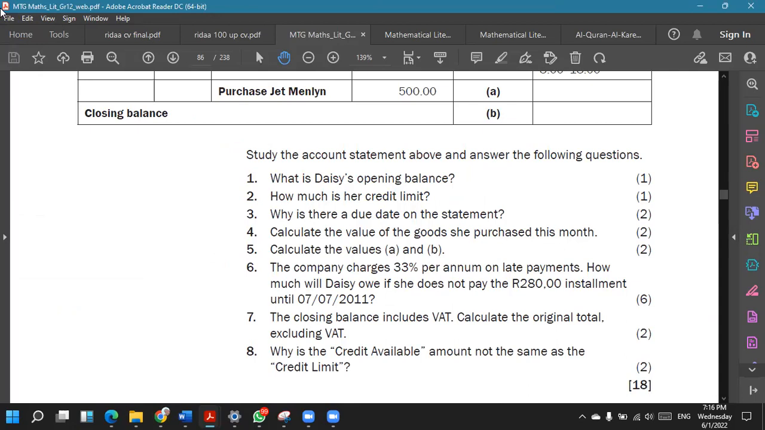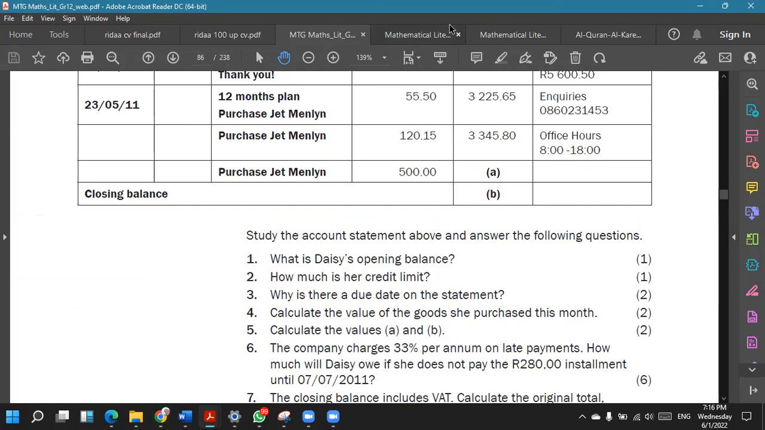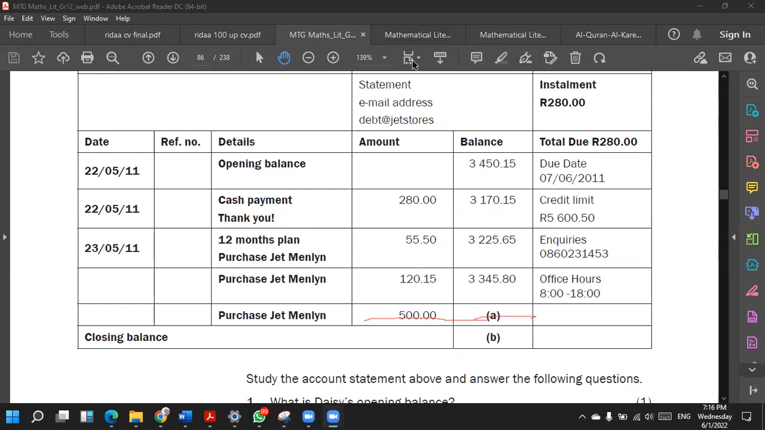You were saying? Okay, so calculate the value of the goods you purchased this month. Calculate the value of the goods you purchased this month. So okay, let me go up. It's going to give us 675.65.